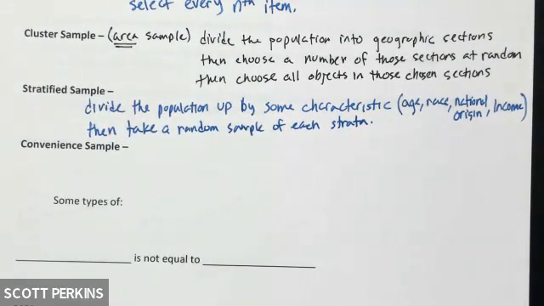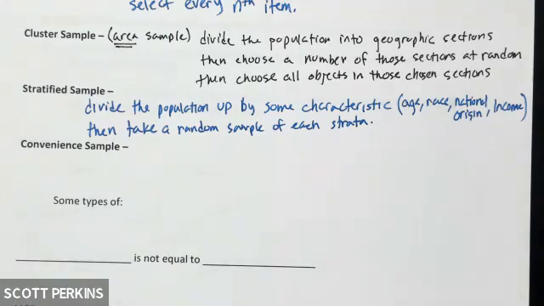So if you were studying something and you divided up your population by age, 20 and under, 21 to 30, whatever your strata would be, then you would go in and you would take a random sample from each and every one of the different categories of ages that you had in order to get a sample.